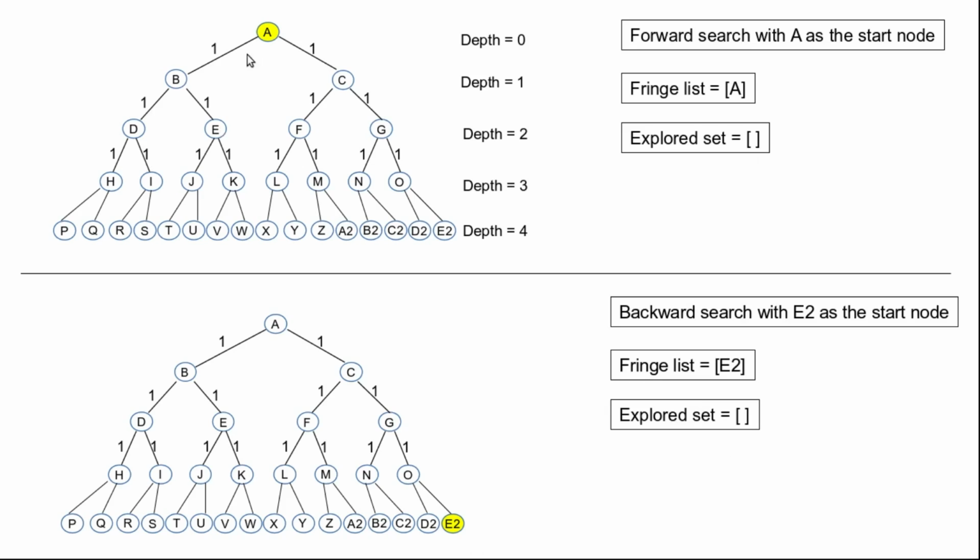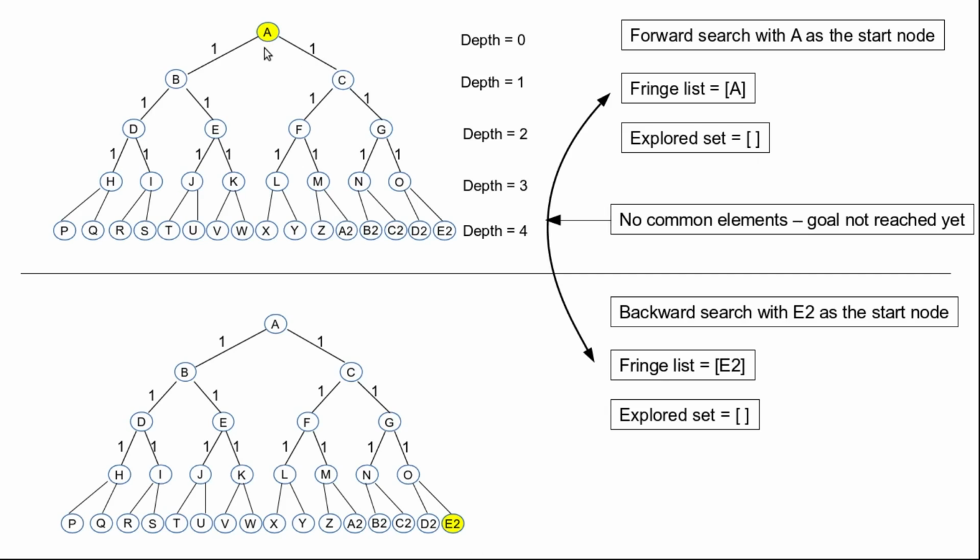Now, let us perform the forward search first. Before expanding node A, we have to perform the goal test. The goal test is to find out whether there is any common element in the two fringe lists. The forward search fringe list has only A. The backward search fringe list has only E2. So there is no common element, and hence it means that we have not reached any goal yet.